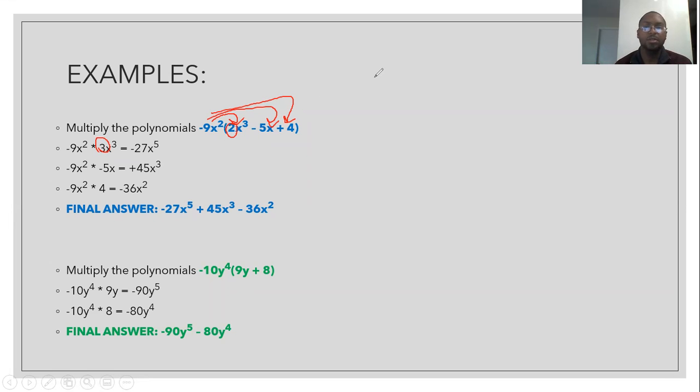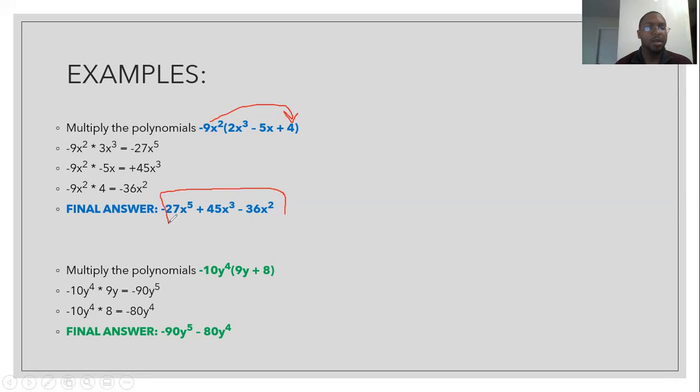If you need to, you can write the one right there. Now it's easier. 2 plus 1 is 3. And negative 9x squared times plus 4. A negative times a positive is a negative, so negative 36x squared. So that's your final answer.